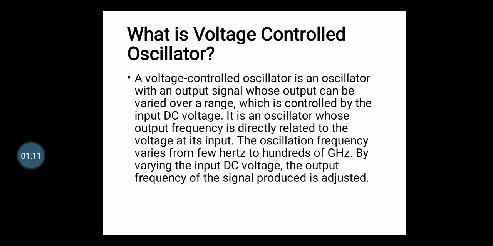A voltage controlled oscillator is an oscillator with an output signal whose frequency can be varied over a range which is controlled by the input DC voltage. It is an oscillator whose output frequency is directly related to the voltage at its input. The oscillator frequency varies from a few hertz to hundreds of gigahertz. By varying the input DC voltage, the output frequency is adjusted.